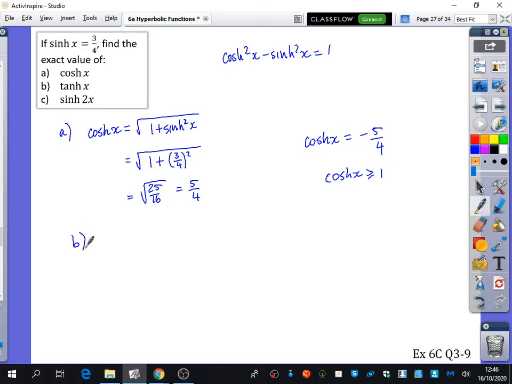Okay, so part B, we want to find out what tanh is. Well, I know what sinh and cosh are, so how do I find tanh? Sinh divided by cosh. Good. So I'm going to just do sinh divided by cosh. So sinh is 3/4, cosh is 5/4, and so tanh is 3/5.